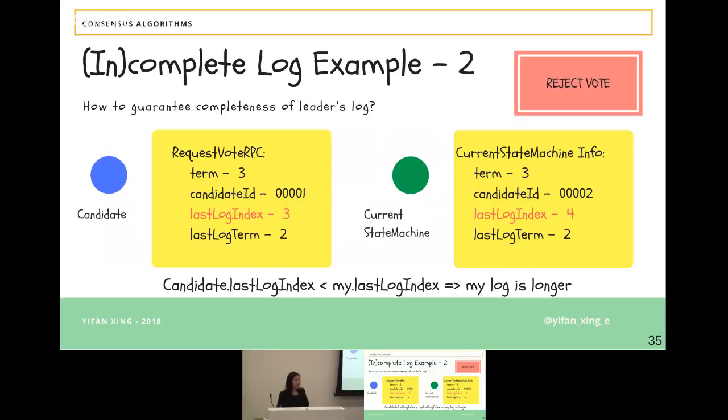Well, the random election timeout is basically to make sure that the whole distributed system does not get stuck, right? Someone has to stand up and become a candidate and start to collect votes first. So that's what that is for.